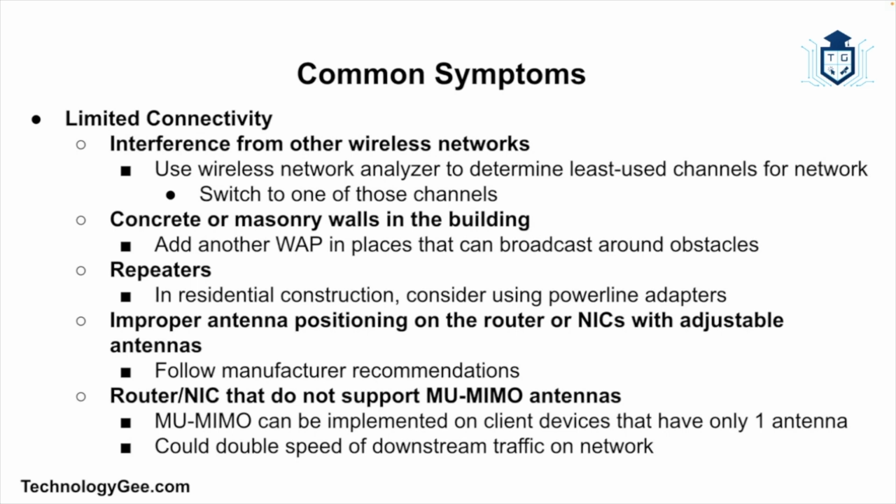Multi-user MIMO requires routers and client device support, but it can be implemented on client devices that have only one single antenna. These devices are increasingly common and the prices are going down. And with so many wireless devices in homes and businesses competing for wireless bandwidth, a multi-user MIMO solution could inexpensively double the speed of downstream traffic on a network.